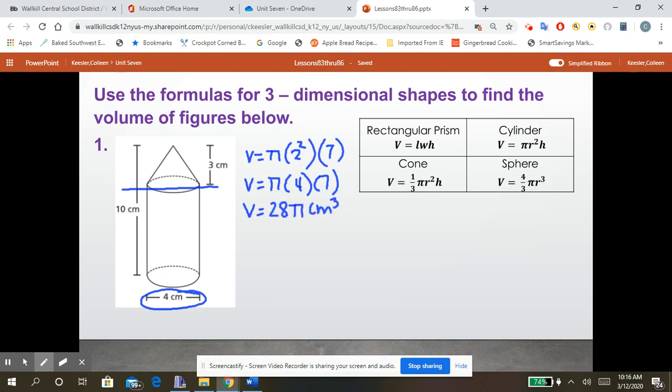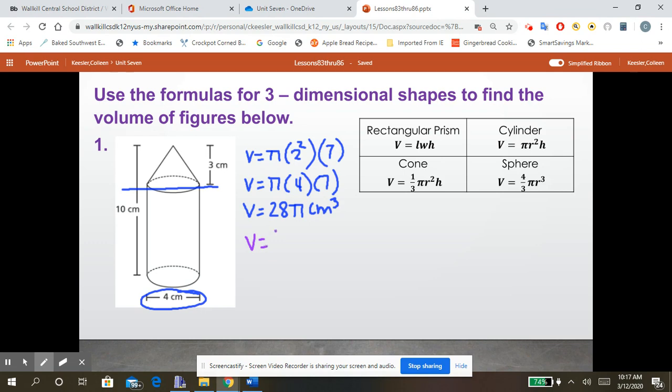And I'm actually going to leave it that way because there wasn't any directions for how to round. So for right now, let's just leave it in terms of pi. Then we do this cone that's at the top. So that's going to be volume equals 1/3 pi r squared h.